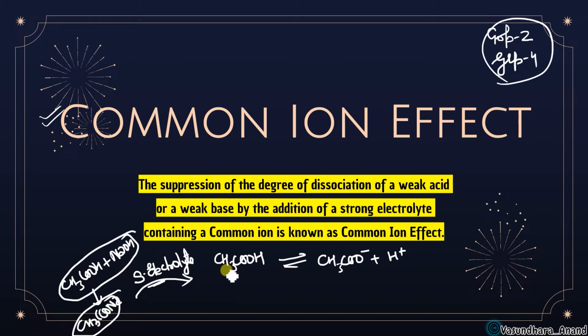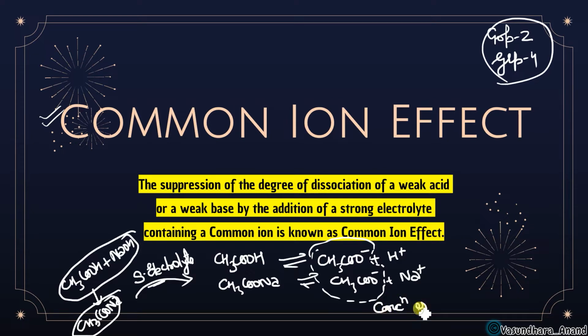Got it? So if I add a strong electrolyte, in this case CH3COONa, what will happen? This will dissociate into CH3COO minus plus Na plus. And on the product side, the concentration of CH3COO minus is going to be increased. Yes, concentration is going to be increased, isn't it?